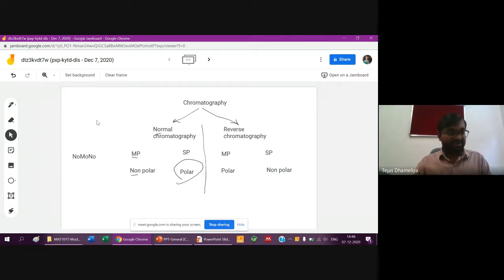ये आपने GPAT और कहीं भी non-GPAT exams if you have appeared, this kind of questions they are asking: the reverse phase chromatographic technique contains stationary phase, whether polar, non-polar, semi-polar, or none of the above. So that was the concept which I wish to teach you with respect to the types of chromatographic techniques, whether it is polar or non-polar.